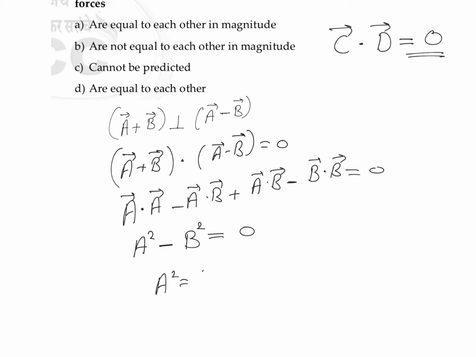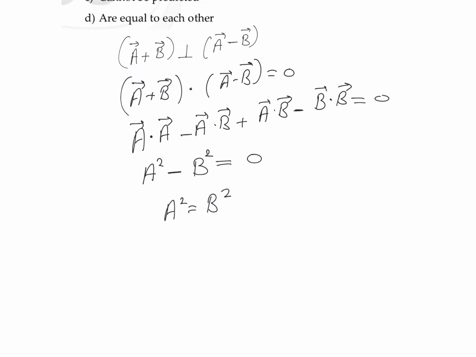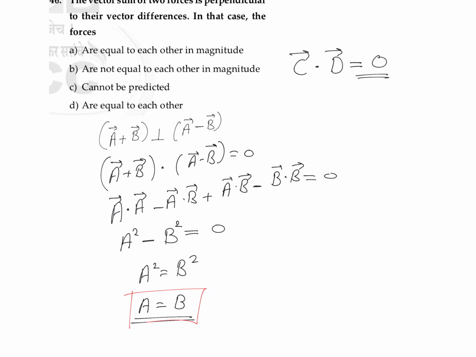That means A square should be equal to B square. If you take the root on both sides, we can write A is equal to B. So it indicates that the magnitude of A should be equal to the magnitude of B. So you can see the first option, equal to each other in magnitude. That means A vector and B vector should have the same magnitude. Only then is A vector plus B vector perpendicular to A vector minus B vector.